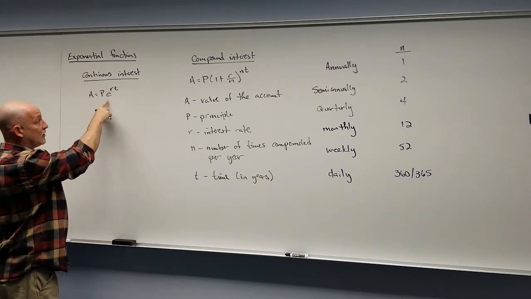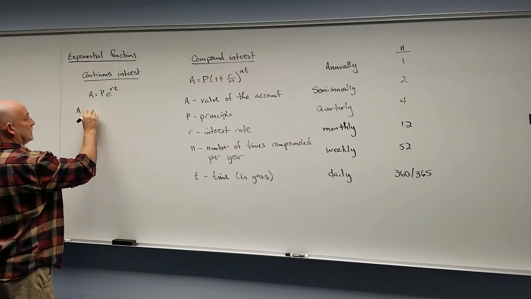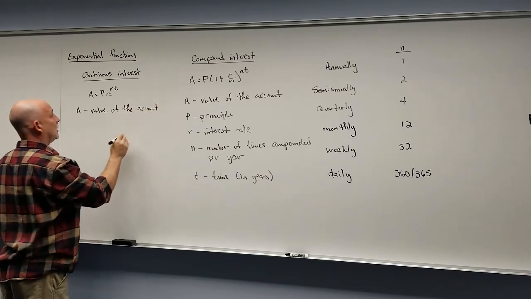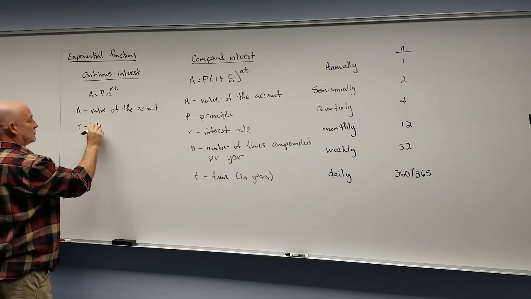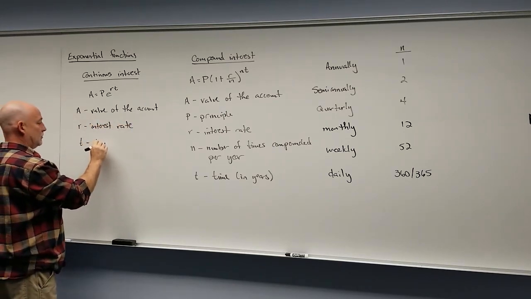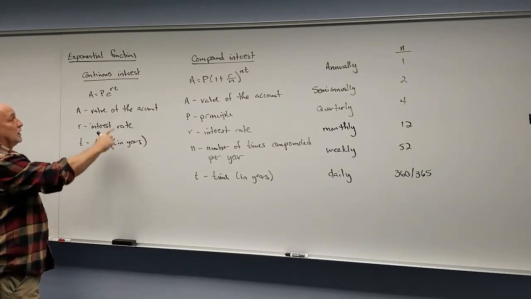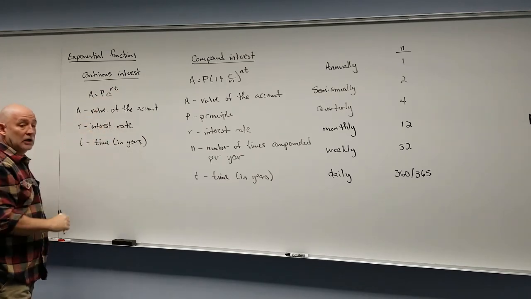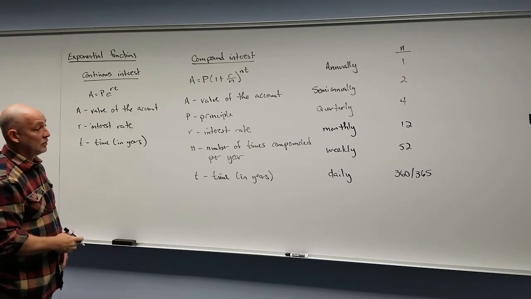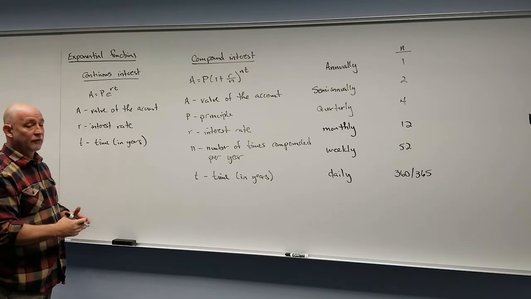So there's that e number that we saw earlier. And again, all these are the same thing. This is the value of the account. R is your interest rate. And T is still time, and you're going to want this in years for this formula. All right, so again, once you figure out what these values are, plug it into the formula, plug it in your calculator, and you'll get your answer. So exponential functions, you're going to see lots of places that these are useful for. The interest formulas are just one of the first places that we see them.